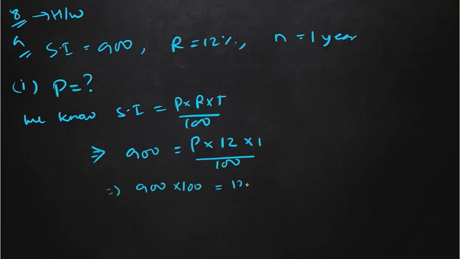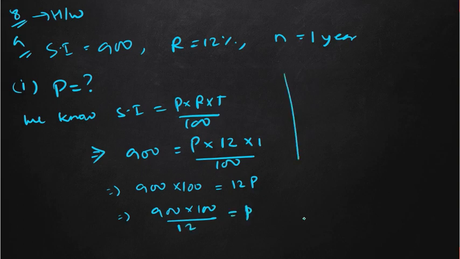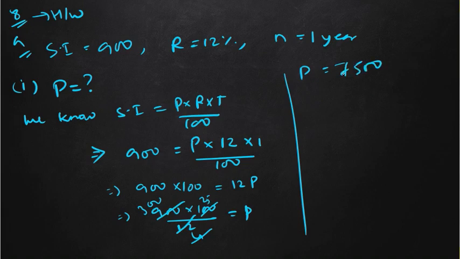So this implies 900 into 100 equals 12P. That means 900 into 100 divided by 12 is equal to P. If we solve this, what will be P? 3 4s are 12, 3 3s are 9, 0 0. Then 4 25s are 100, 25 3s are 75. That means 7500. So this is our principal, that is the sum of money. Therefore, the sum of money is equal to 7500. Clear?